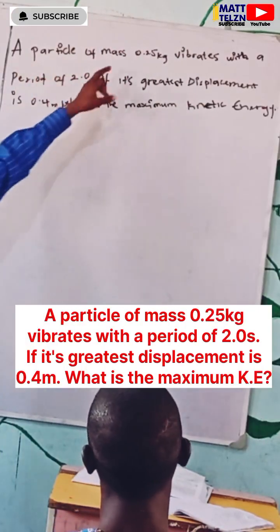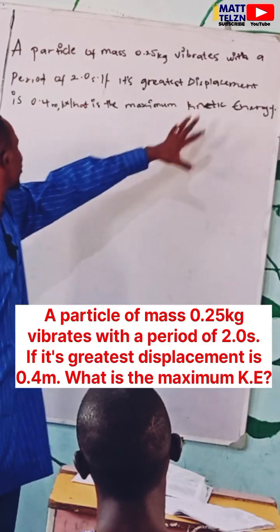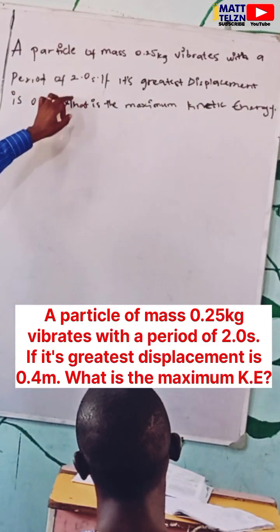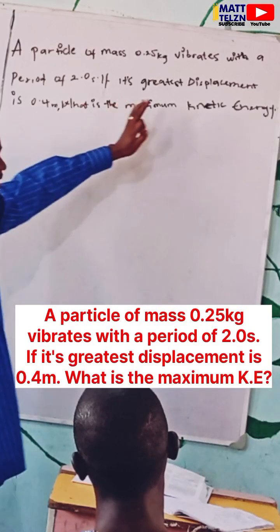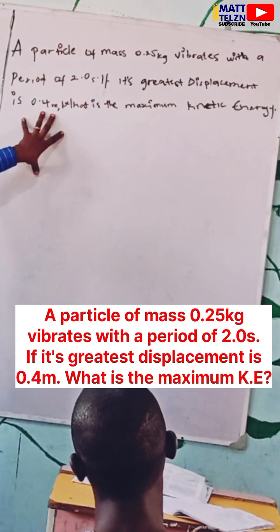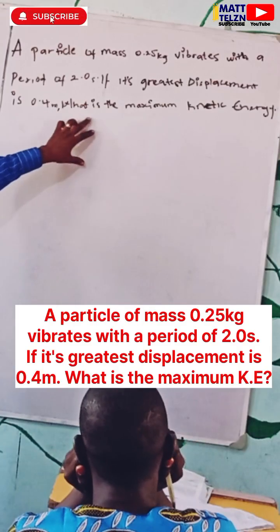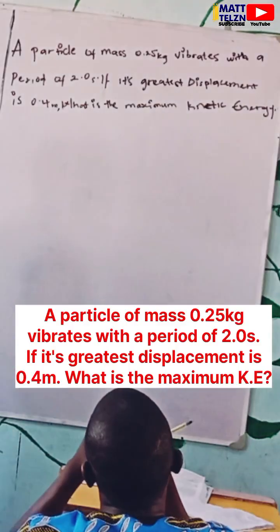A particle of mass 0.2 kg vibrates with a period of 2.0 seconds if its greatest displacement is 0.4 meters. What is the maximum kinetic energy? You have to find the maximum kinetic energy.